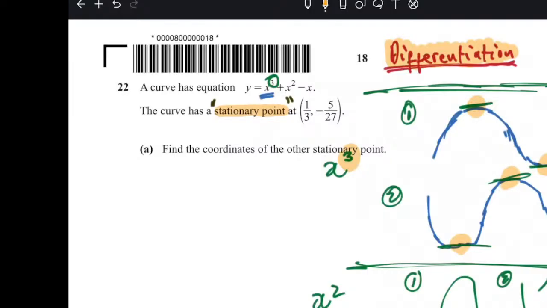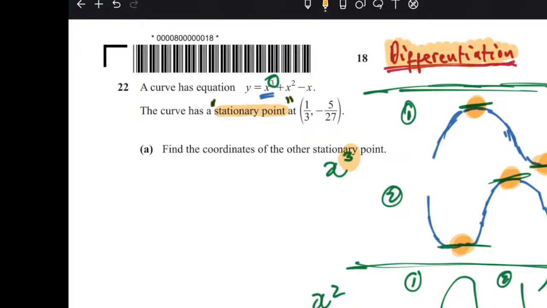In other words, it is going to curve twice. So when you're talking about a stationary point, you're talking about a peak or a trough. You're talking about the highest or the lowest point. You need to find them, and they are easy to find.